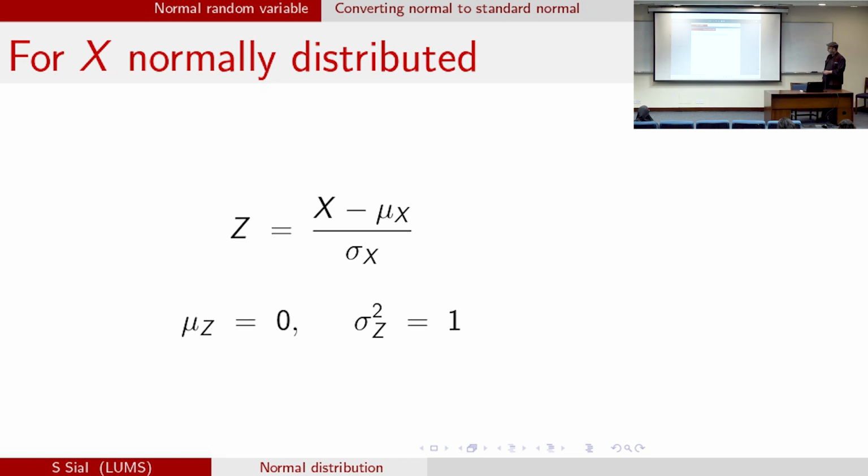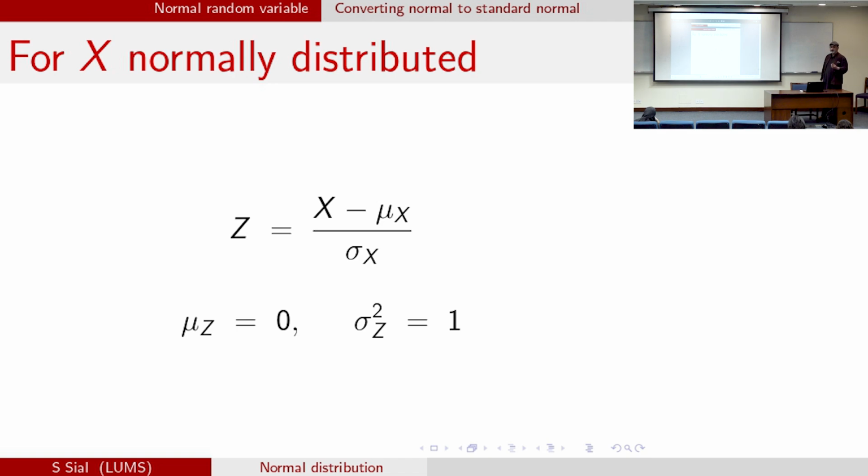Supposing I have a normally distributed x, right? So it's got its own expectation mu sub x, and it's got a standard deviation sigma sub x. Okay? So that's x. That describes x.